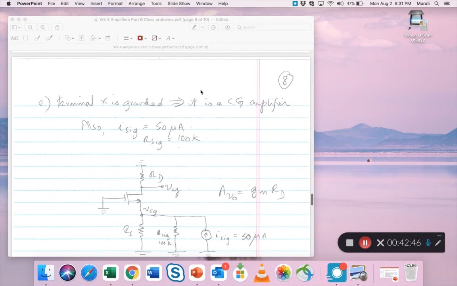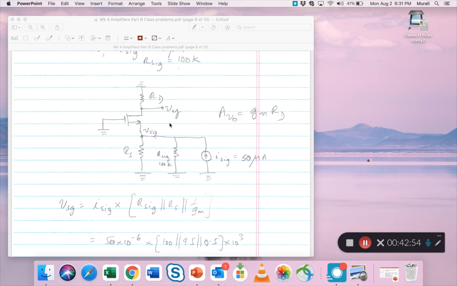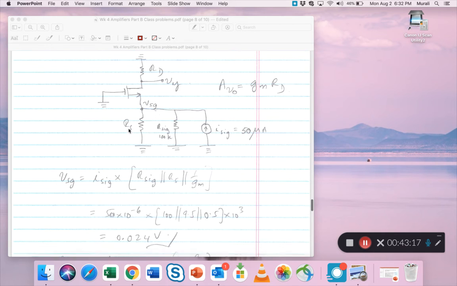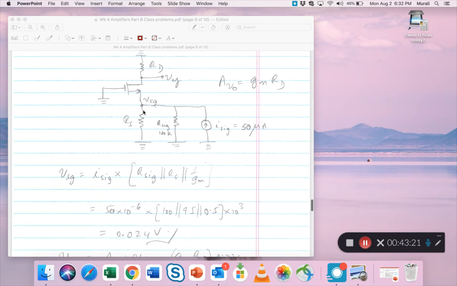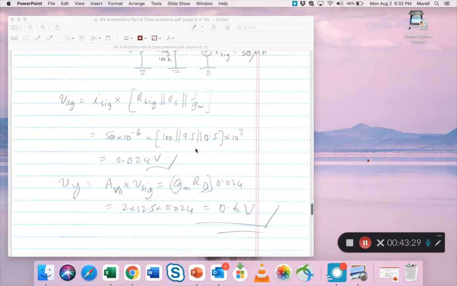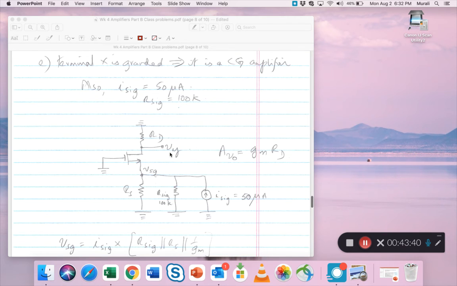Lastly, terminal X is grounded, so it becomes a common gate amplifier. Here Ig is given. So based on this, and the fact that AVO is this, I signal is given, the capacitor is a short, R signal is given. Because it's given as a current, you put the resistance in parallel. Remember that. If this was a voltage, then you could put that in series. So V signal, VSG at this point, which is the source to gate, is this I into R, which is this. So Vy, the output voltage, is the voltage gain times the V signal, which comes out to be 0.6 volts. So I hope this is clear for the CG amplifier.